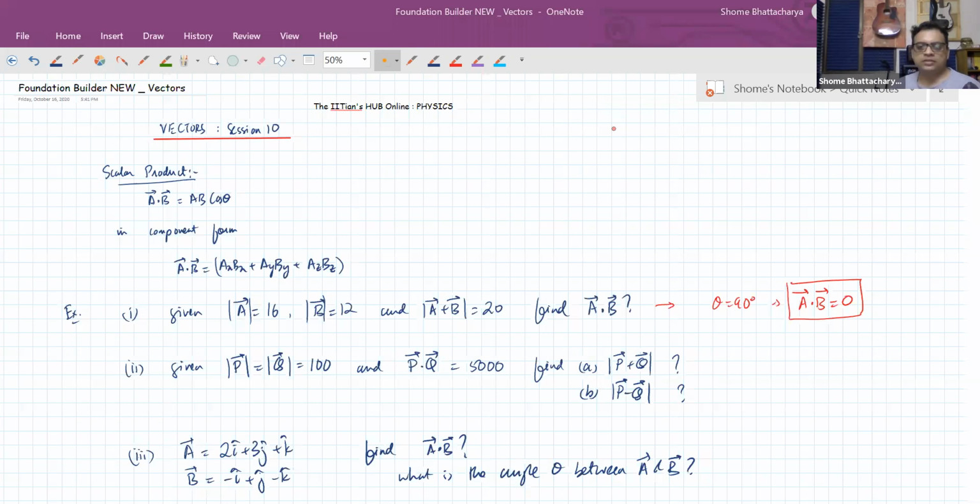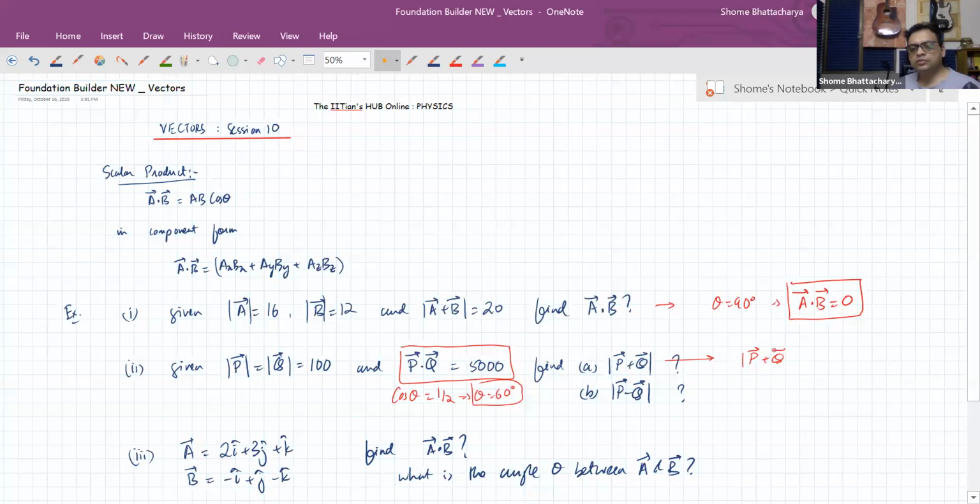No, second one, your answers are not correct yet. See, from this, the information you will get is that cos theta is equal to half or theta is equal to 60 degrees. So now use that in this. So mod P plus Q.